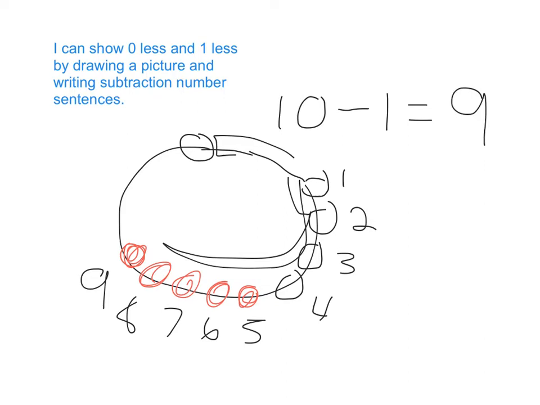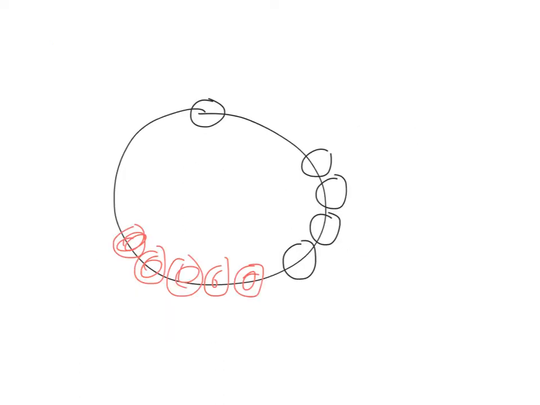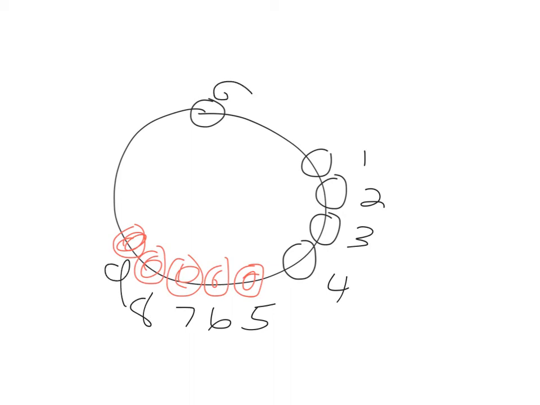Remember what my learning goal is. I can show 0 less and 1 less by drawing a picture and writing subtraction number sentences. So I drew a picture to show 10 minus 1 equals 9, and then here I wrote my number sentence. Okay, so here's my bracelet again, where we counted the 9 beads down here. 1, 2, 3, 4, 5, 6, 7, 8, 9. This is the bead that we moved away. So I have 9 beads down here.